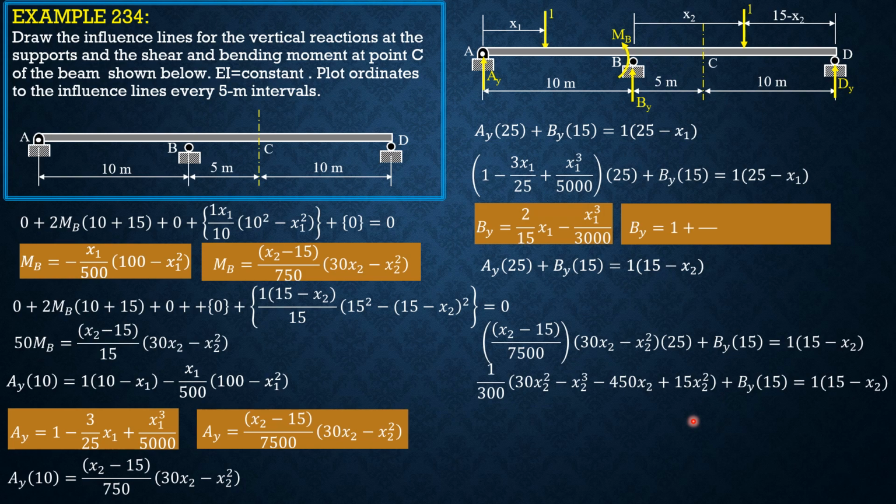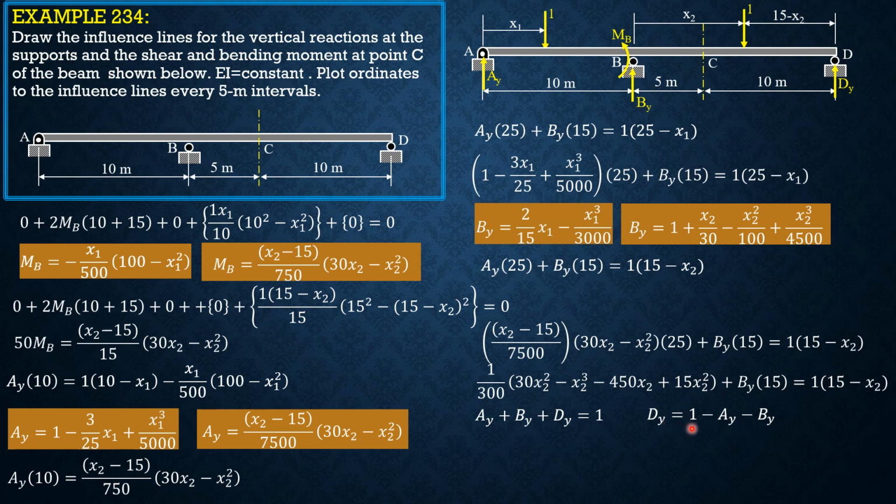So combining like terms, simplifying, by is 1 plus x2 over 30 minus x2 square over 100 plus x2 cube over 4,500. Then ay plus by plus dy equals 1, summation of vertical forces, to derive dy. So that means dy is 1 minus ay minus by. To simplify, you just solve for ay and by, then compute for dy.